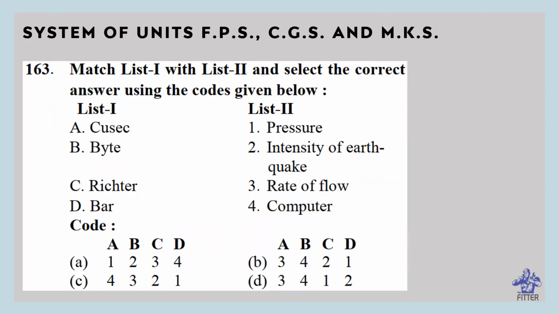Match list 1, list 2, and correctly answer. Using the code, we have to answer the correct options. Q6 rate of flow, that is option 3. Byte computer, right? Richter intensity of earthquake, bar pressure. 3421 is option B.